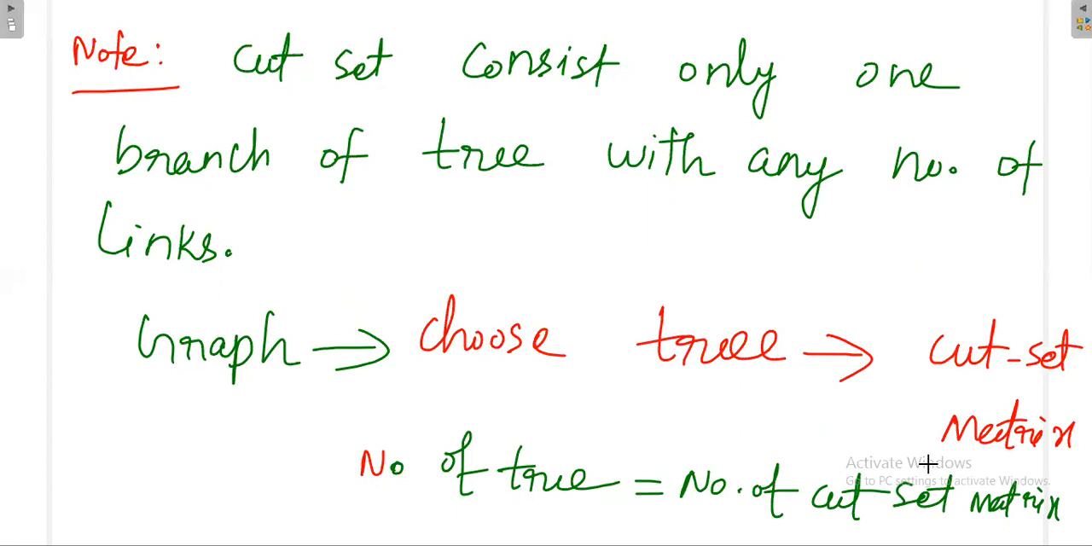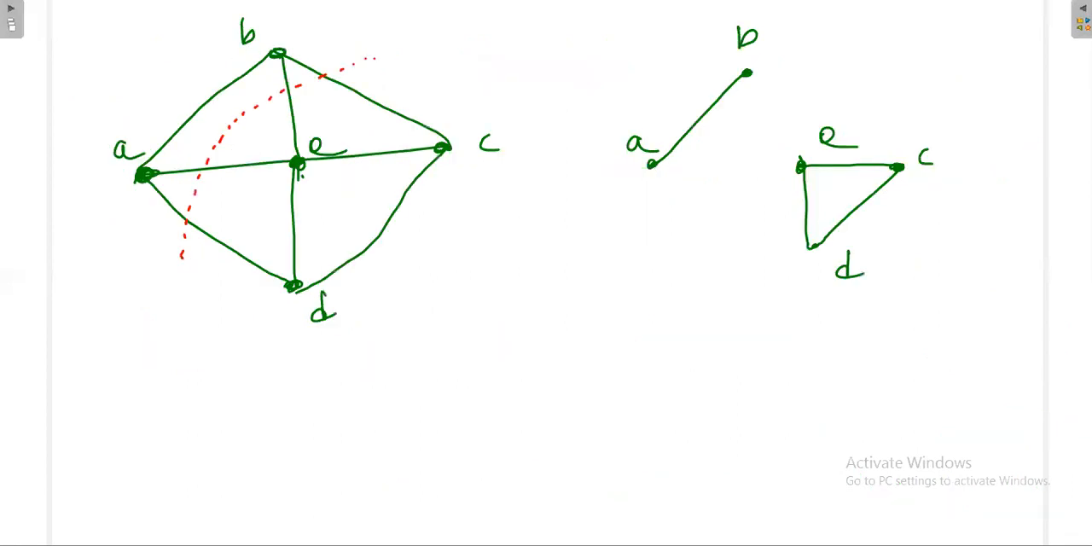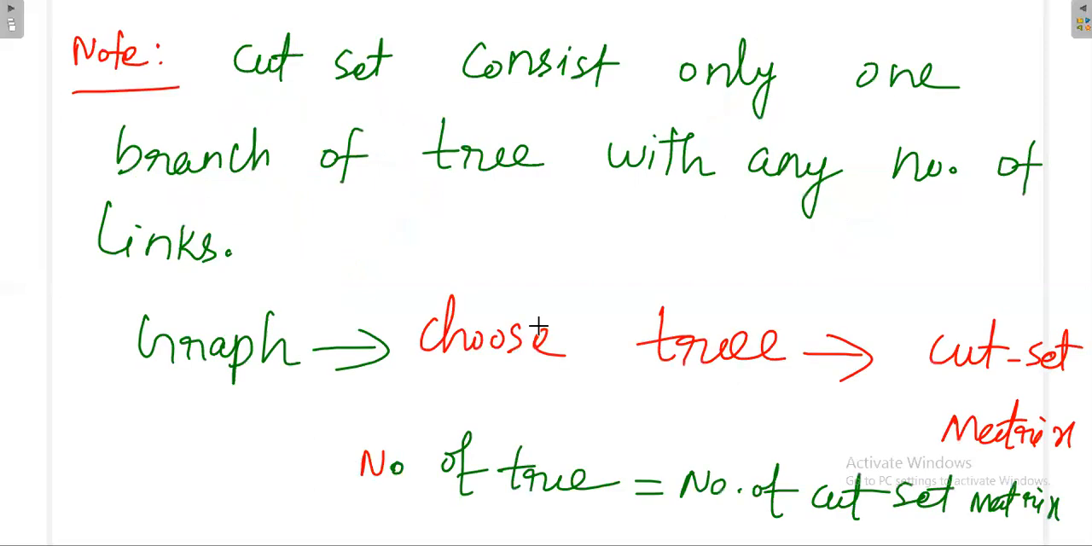Just to illustrate this principle, by taking the tree, how to make the cut set. Just now we have seen simply how to make a cut set, without considering the tree format or anything, how to separate the graph into two different parts. But now we will see, with the help of a tree, by choosing the tree format, how to make the graph into two separate parts.